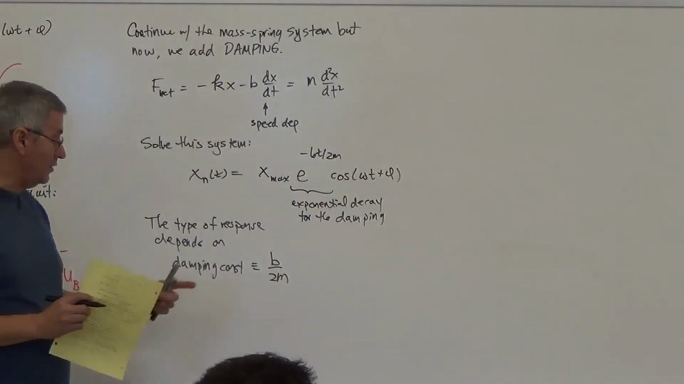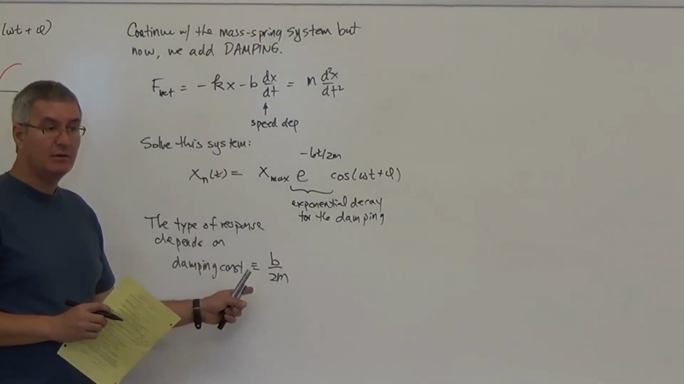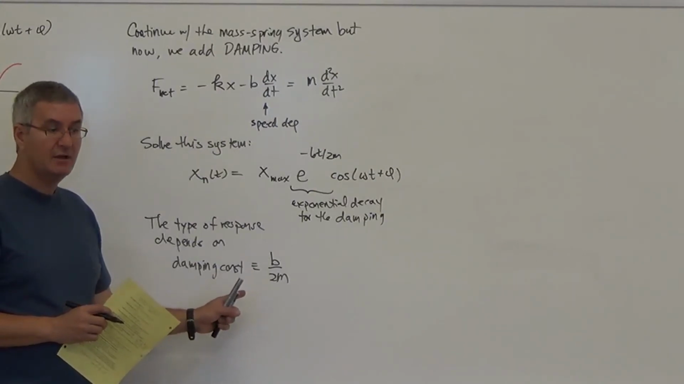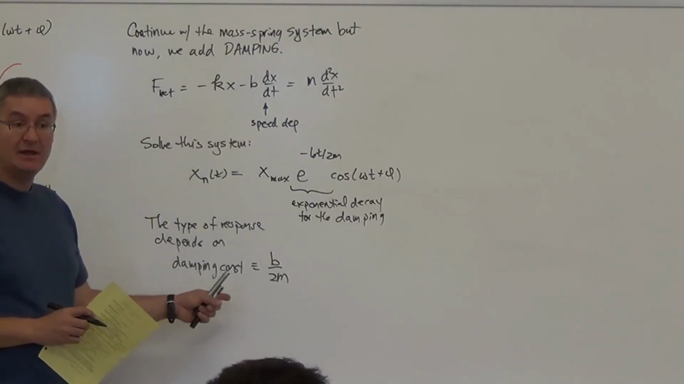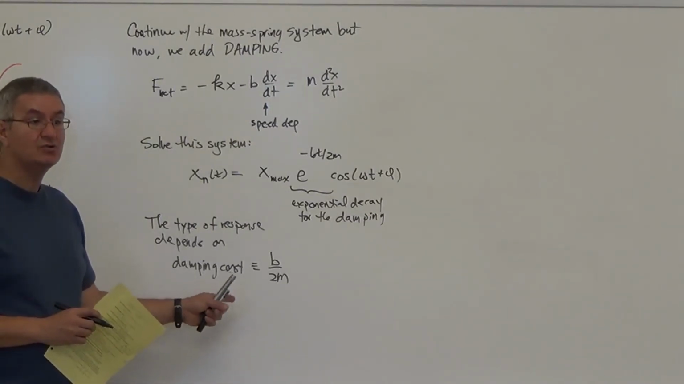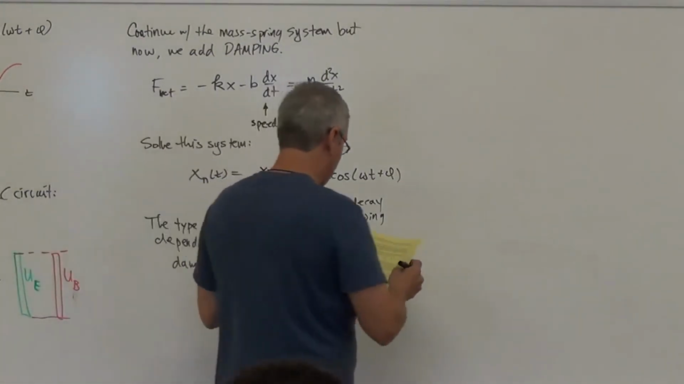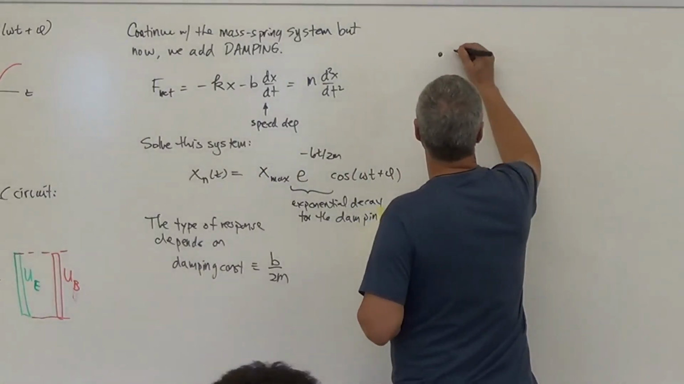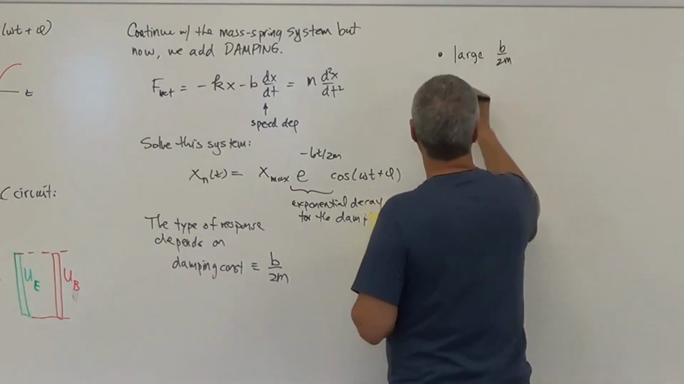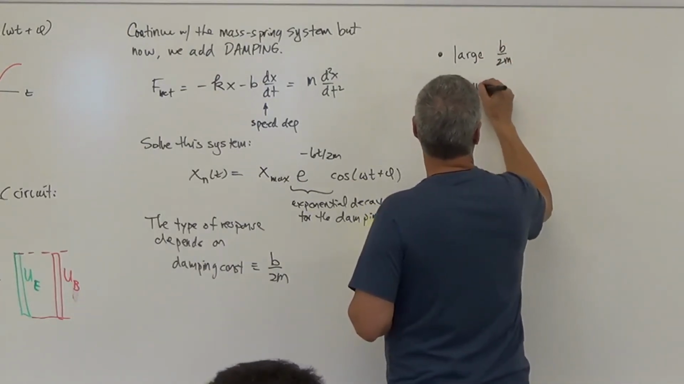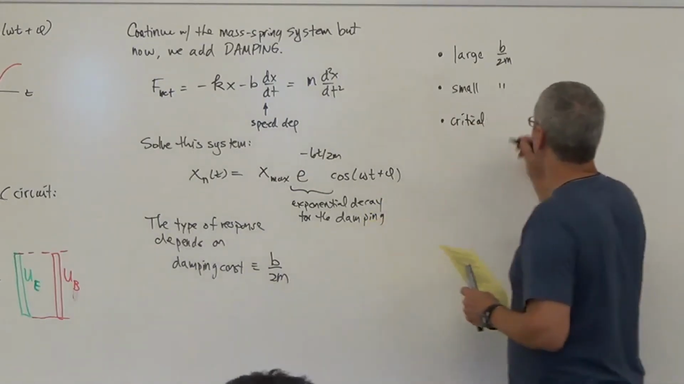I just want to let you know that this term doesn't have to be real. It could also be complex. And the complex ones are the painful ones, because what ends up happening is that you get sines and cosines. And so when I look at this constant, you could get large B over 2m, you could have small B over 2m, and then you got one that's called critical.